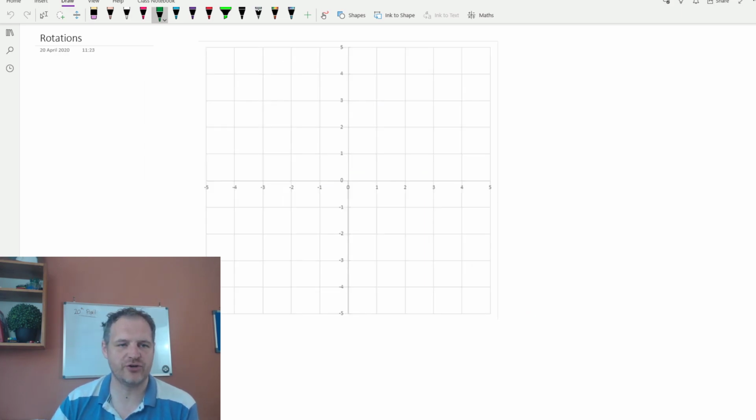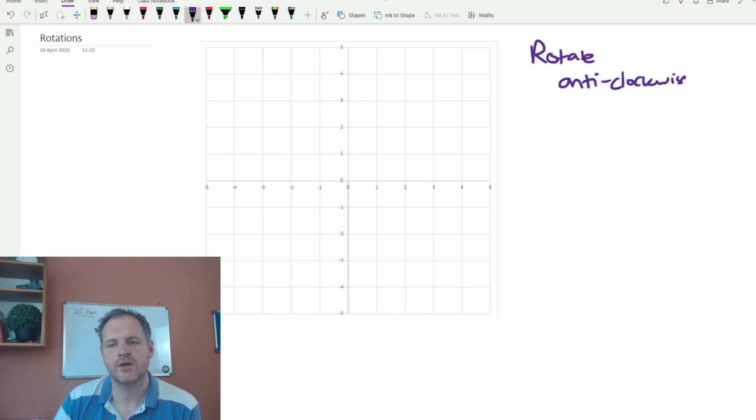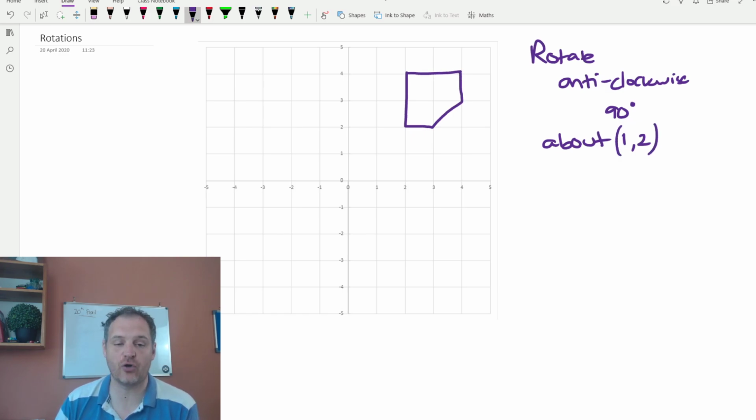A second one we might want to do is we're going to this time rotate anti-clockwise 90 degrees about 1, 2. And here we're going to start with a new shape. As soon as I get a centre that's not the origin, I have to mark it on. So 1, 2. Don't use a cross, use a dot for your centre. That allows you, if you've got tracing paper, to use it.